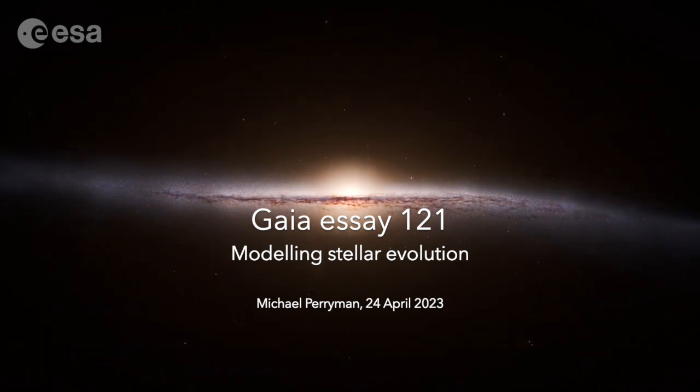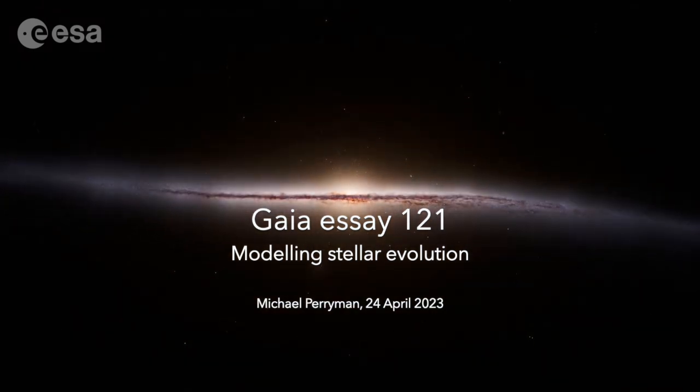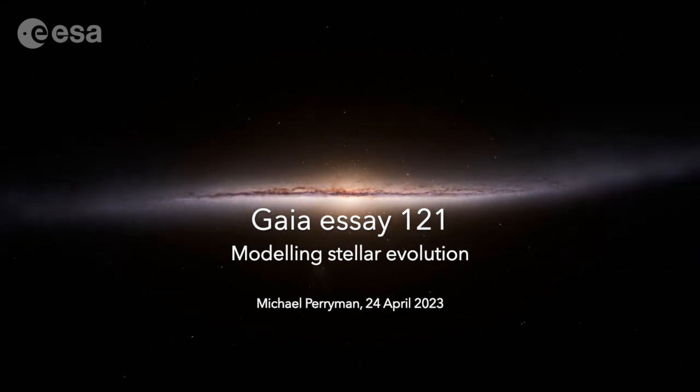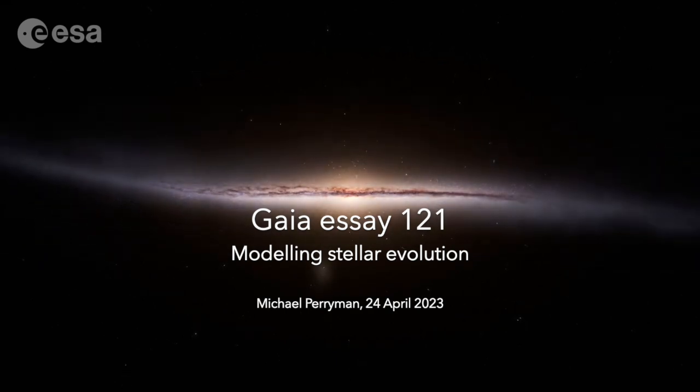And looking ahead, the Vera C. Rubin Observatory, formerly LSST, will provide multi-epoch photometry and astrometry reaching much fainter stars than Gaia, especially in the southern hemisphere. So more light curves, more positions.